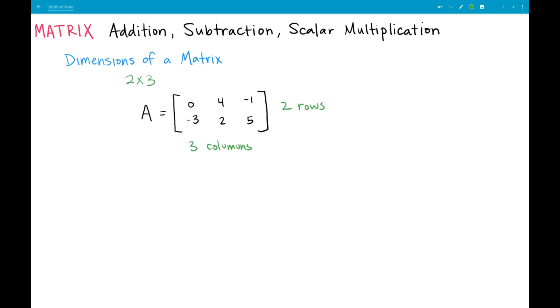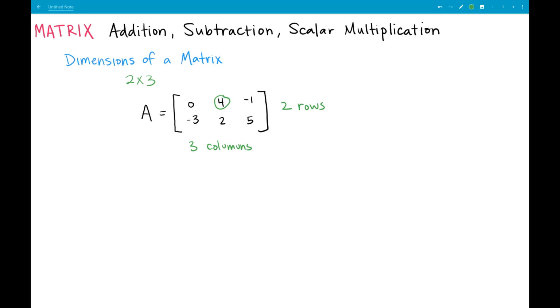Okay. Now, each number inside the matrix is called an element. So, for example, the element in the first row and the second column would be 4.